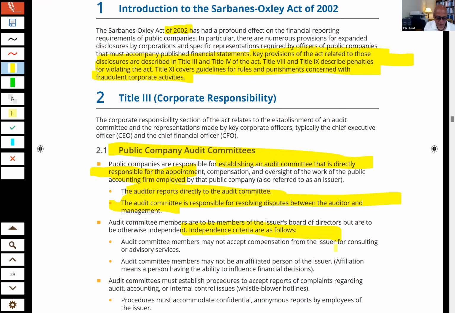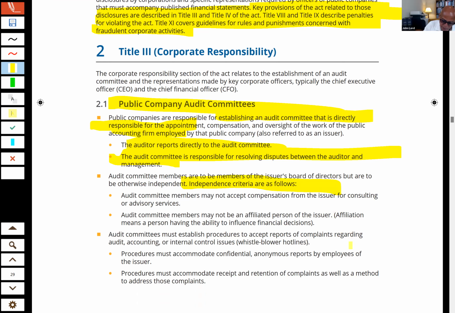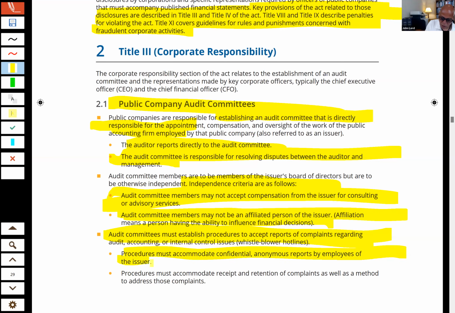Independence requirements: audit committee members may not accept compensation from the company, from the issuer, the public company. Audit committee members may not be an affiliated person of the issuer. So we can't be influencing financial decisions. The audit committee must establish procedures to accept reports of complaints, whistleblower hotlines. So procedures must accommodate confidential, anonymous reports by the employees of the issuer.